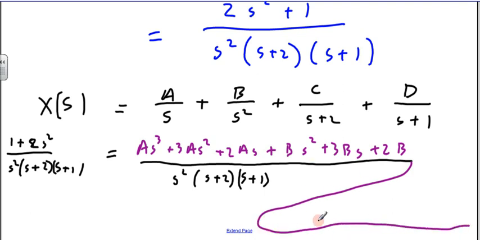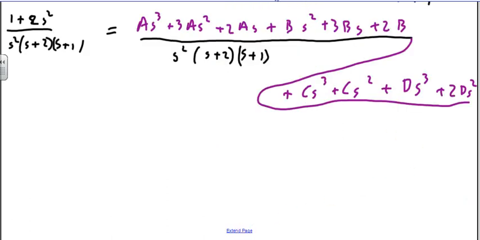Okay, I've got an s plus 2 here, so I only have an s squared times s plus 1 to deal with. So I'm going to have a plus C s cubed plus C s squared. Okay, and then for that guy, I only have to deal with an s cubed plus 2s squared, plus D s cubed plus 2D s squared. Okay, so I got everything where it needs to be.